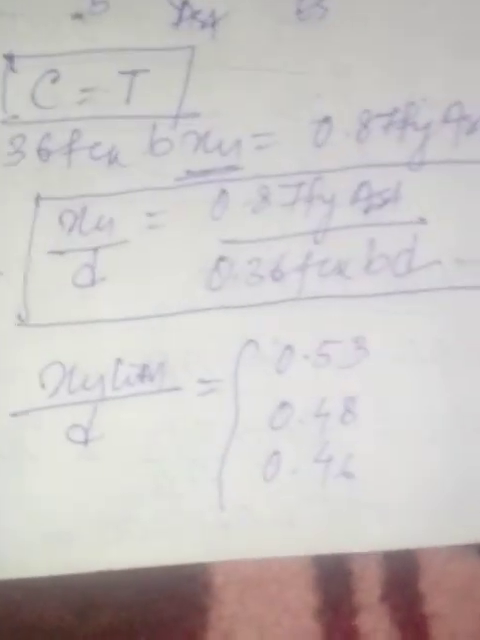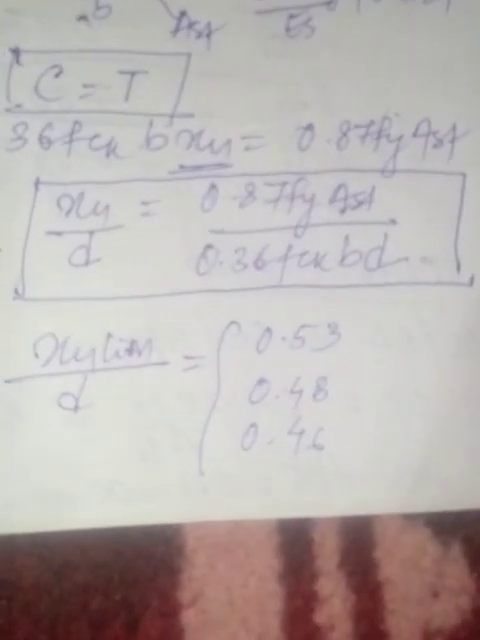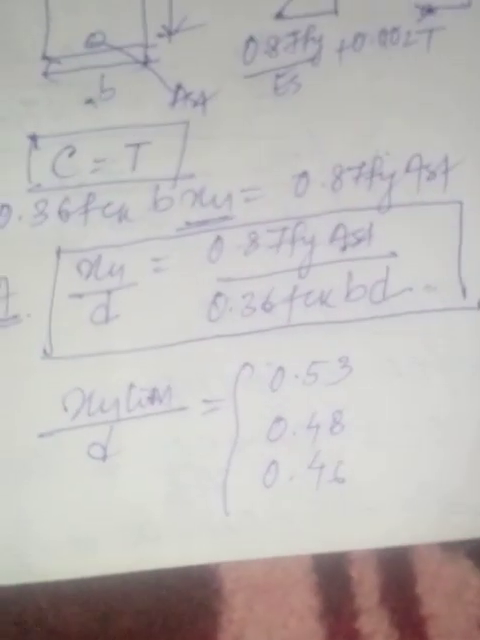And we know XU limit ratio D for various grades of steel: 0.53, 0.48, 0.46. From the IS code book, IS 456-2000, we know these values. This is for the limiting values.